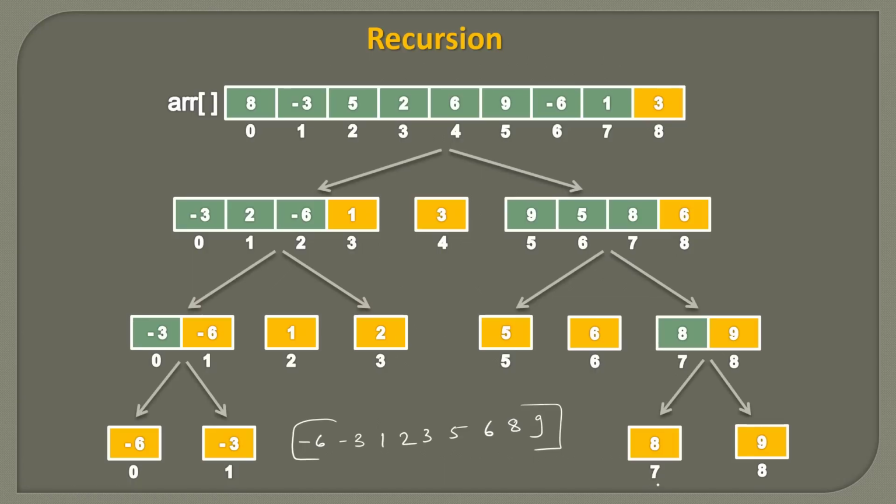and if you see the indexes of all the elements from 0 to 8, you will see that at 0 we have minus 6 like this. At index 1 we have minus 3 sorted. Index 2 we have 1. At index 3 we have 2. Index 4 we have 3. At 5th index we have 5. 6th index 6. 7th index we have 8. And at the 8th index we have 9. So here you can see how this recursion and this partitioning is helping us to perform the quicksort.